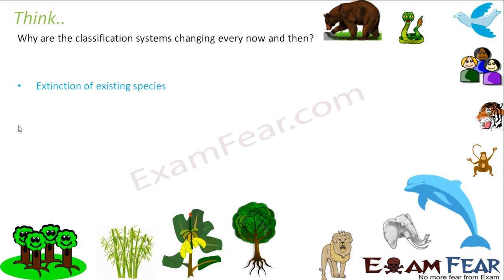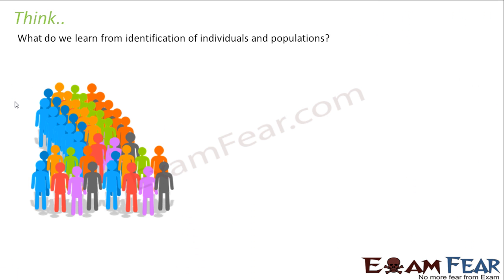So extinction of existing species and formation of new species. So this process of addition and deletion demands a changing classification system every now and then. Okay, let us look at the third one. What do we learn from identification of individuals and population?